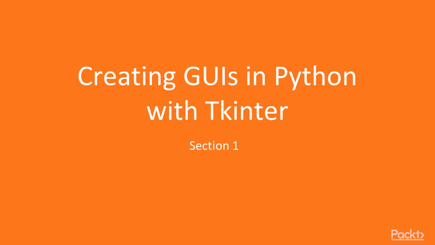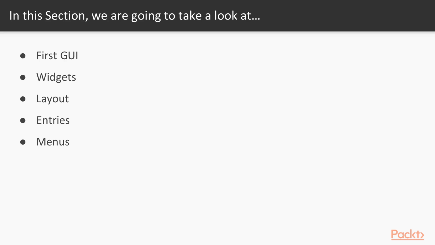Hello and welcome to section 1, in which we will be creating GUIs in Python with Tkinter. First, we will create a running GUI in only a few lines of Python code. Then we will add widgets to the GUI. After that, we will look into layout of controls. Then we will add entry widgets and read data from them. And in the end, we will design a menu bar containing menus.